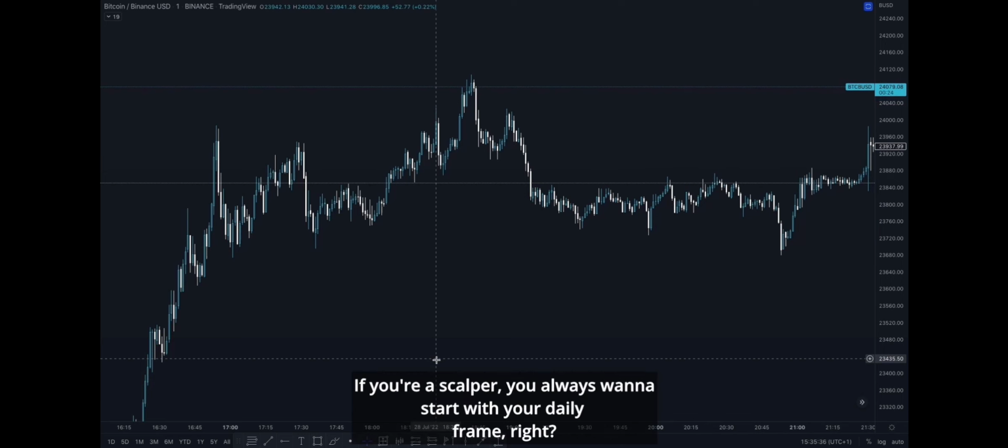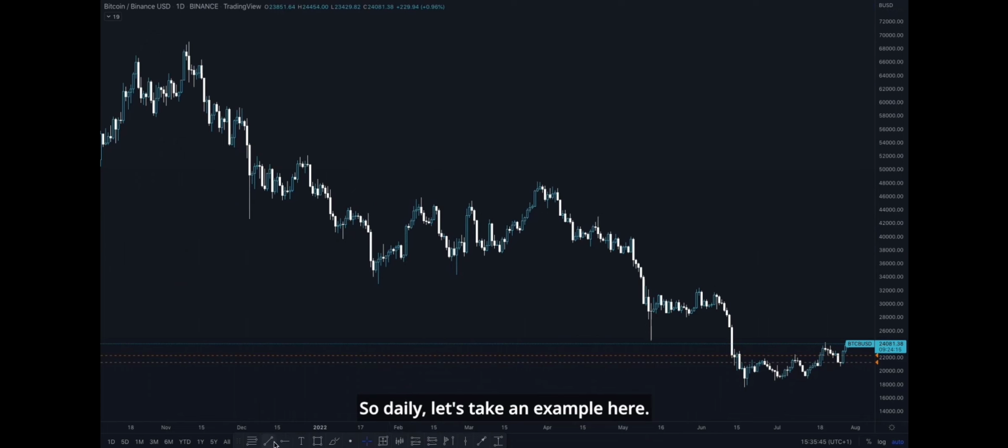If you're a scalper, you always want to start with your daily frame. All right, so daily, let's take an example here. Here's a key high that is set. We then run it. So we know we've gone through this high. You're looking for a potential reversal. So as a scalper, how do you want to trade it?